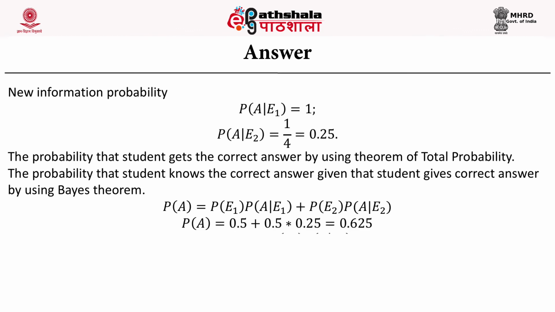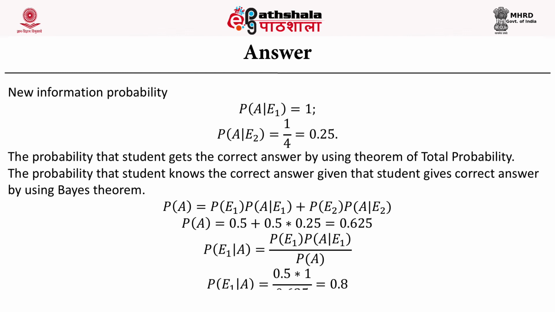So for that we have probability of A, which can be written as probability of E1 into probability of A given E1 plus probability of E2 into probability of A given E2, by using the total probability theorem. So probability of A can be found here, 0.625, and probability of E1 given A by using the Bayes theorem is probability of E1 into probability of A given E1 divided by probability of A. So the final answer, probability of E1 given A, after putting the values, is 0.8.